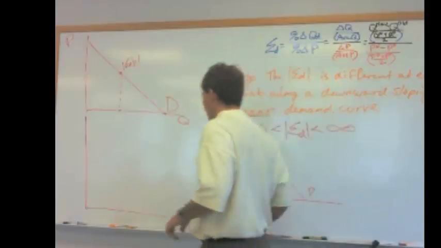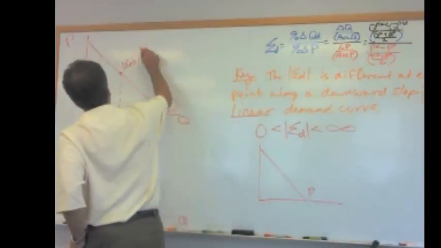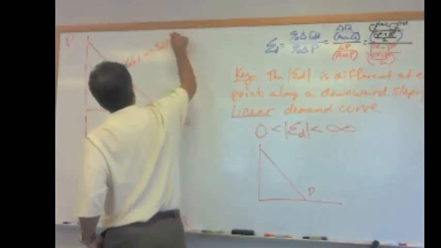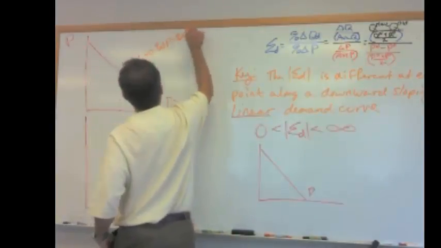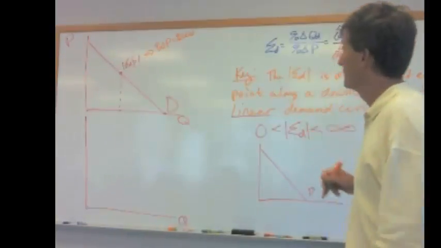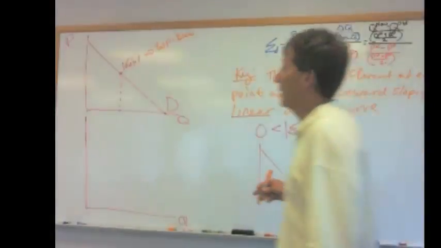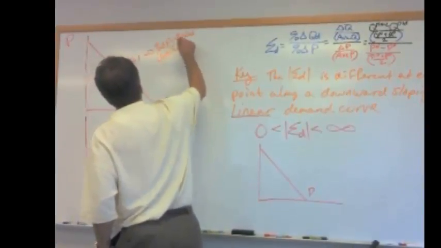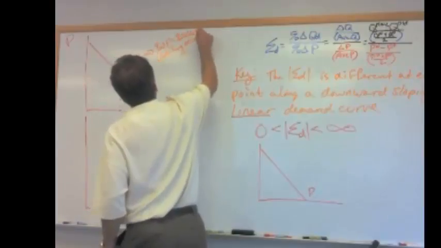So with the elasticity equal to 1, that implies the percentage change in price is equal to the percentage change in quantity demanded at that particular point along the demand curve. It's called unitary elastic. Demand is said to be unitary elastic.